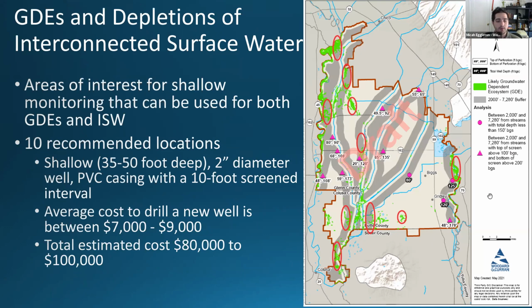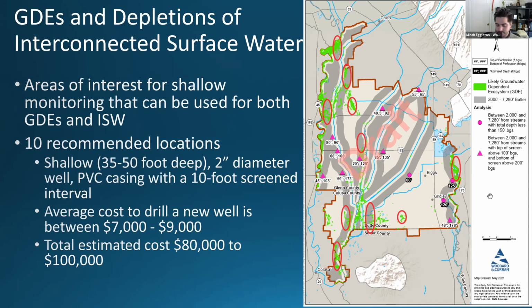We have recommended locations. We have some cost estimates roughly shown in the slide, because that's often what a lot of the GSAs immediately start thinking about, how much is this going to cost us to install these wells. So it's about $7,000 to $9,000 per well. So we estimate around $80,000 to $100,000.